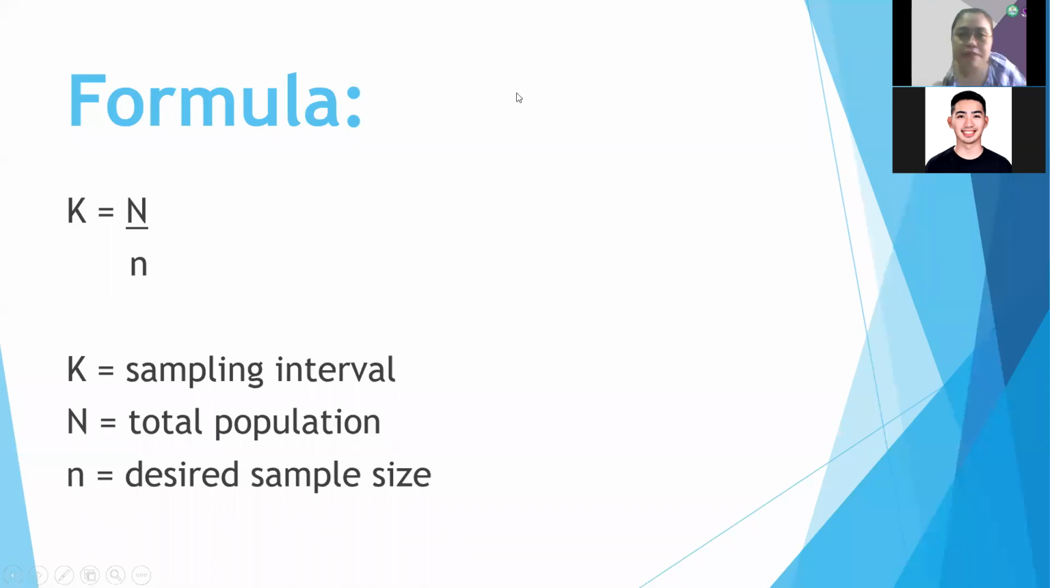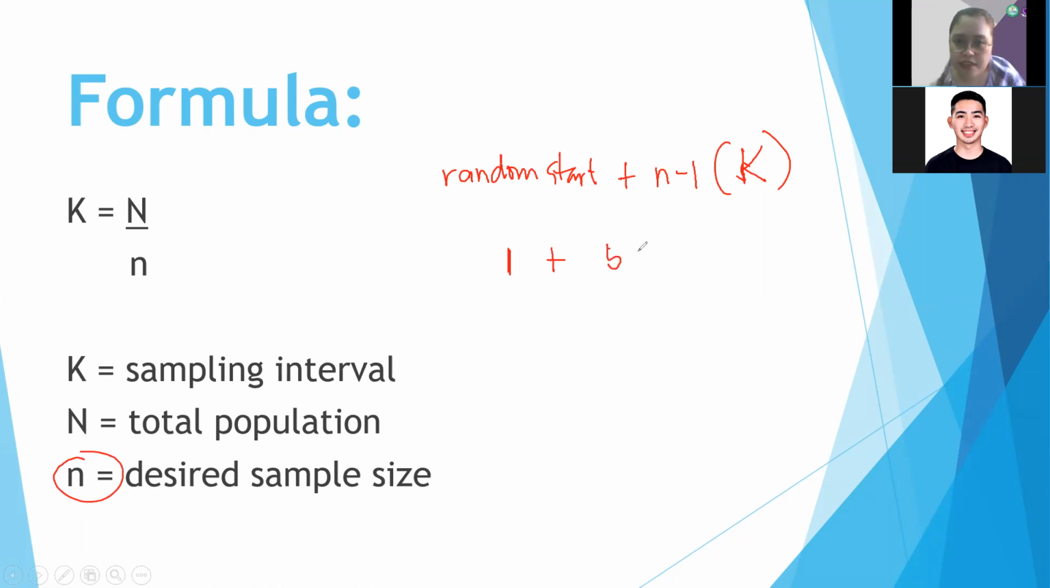In the last part of the video, he computed. The formula for checking is random start plus n minus 1 times the sampling interval. I'll write it here, K. Again, random start plus n minus 1 times the sampling interval. In the example, he started at number 1, so that's the random start. Plus n, the sample size, which is 5, minus 1, times K, the sampling interval, which is 6.